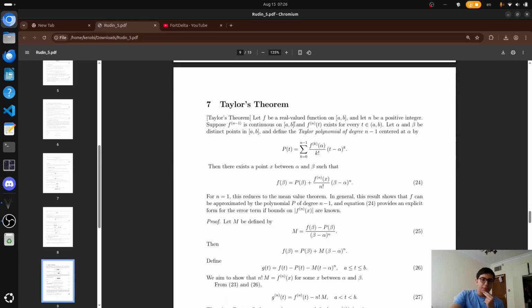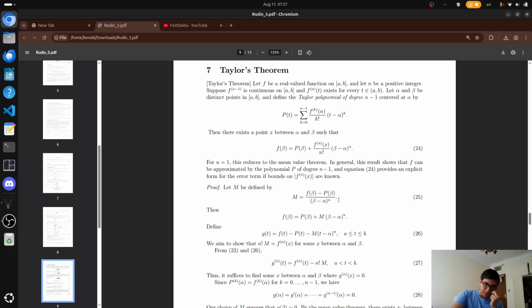Now higher order derivatives, basically when you apply derivatives multiple times, and we have Taylor's theorem. Let f be a real valued function on [a, b], and let n be a positive integer. Suppose f differentiated n minus 1 times is continuous on [a, b], and f to the n of t exists for every t in (a, b). Let alpha and beta be distinct points in [a, b], and define the Taylor polynomial of degree n minus 1 centered at alpha by this thing over here. And there exists a point x between alpha and beta such that f of beta is equal to P of beta plus f to the n of x over n factorial times beta minus alpha to the n.